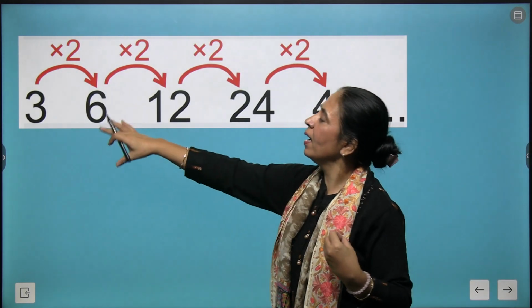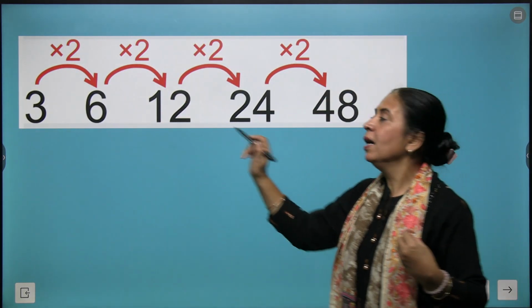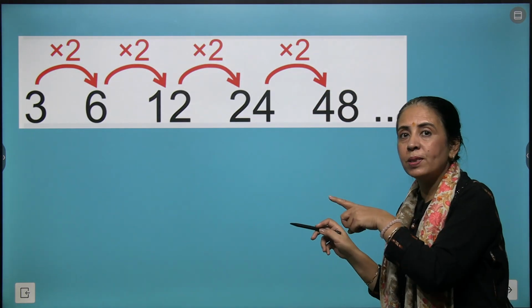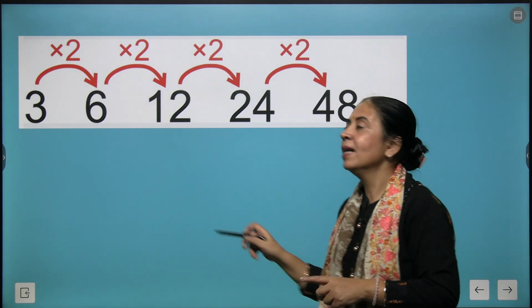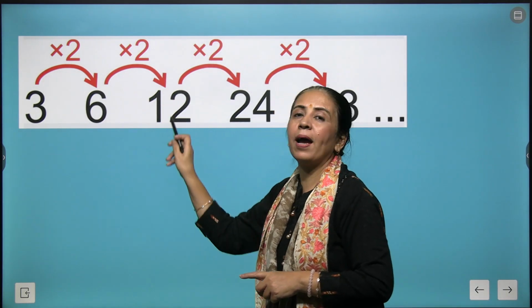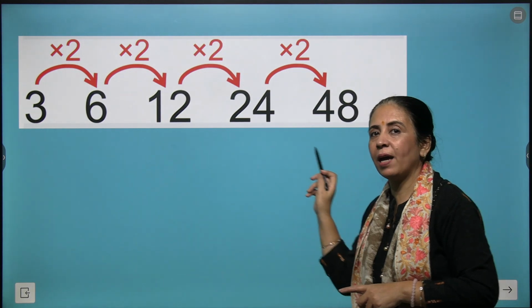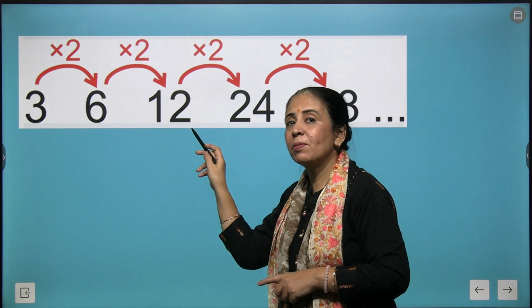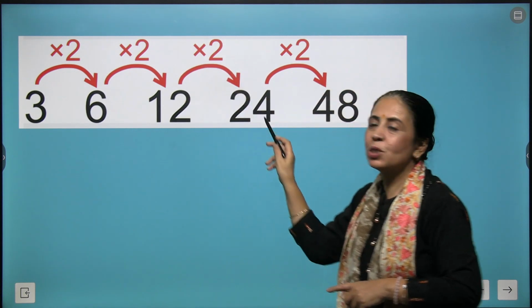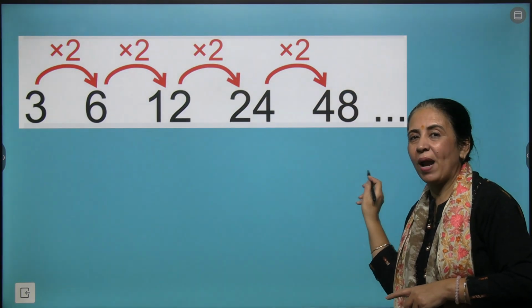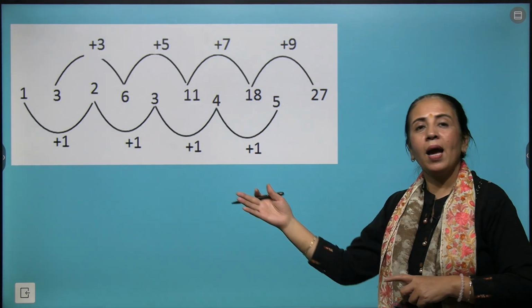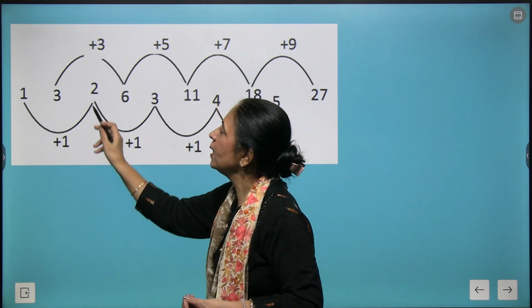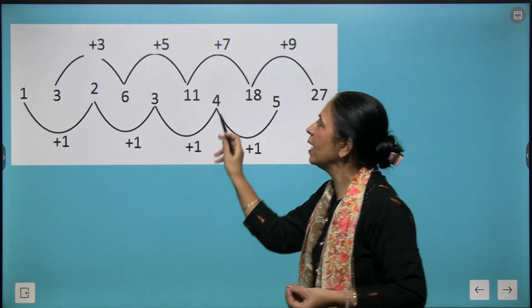So moving ahead, I have brought a pattern here. If I see 3, 6, 12, 24, do you observe some symmetry? Yes, that's number multiplied by 2 every time. So 3 times 2 gives you 6, 6 times 2 gives you 12, 12 times 2 gives you 24, and it goes on.